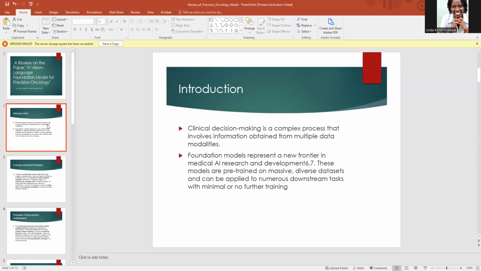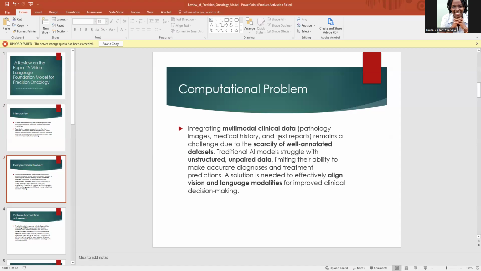These models are pre-trained on massive or diverse data sets and can be applied to numerous downstream tasks with minimal or no further training. So here we are looking at a foundation model that uses quite a lot of diverse data sets, and it's able to give you predictions on numerous downstream tasks with minimal or no further training, which has not been happening in the traditional AI models.